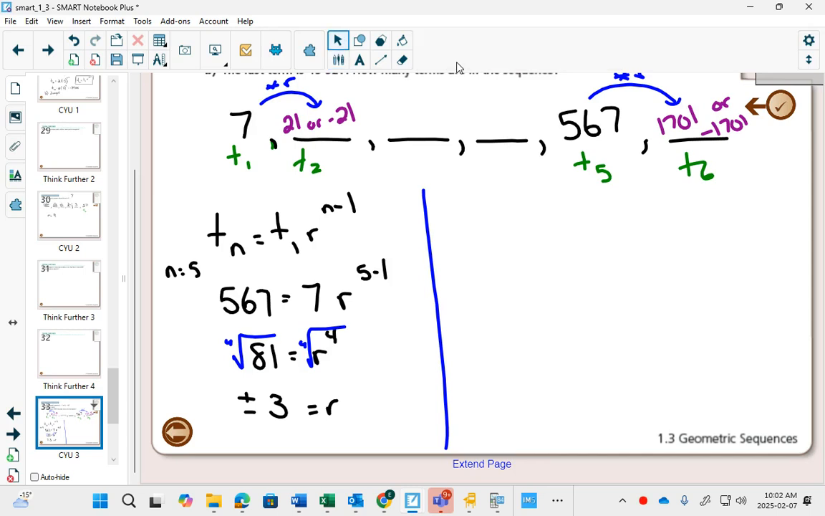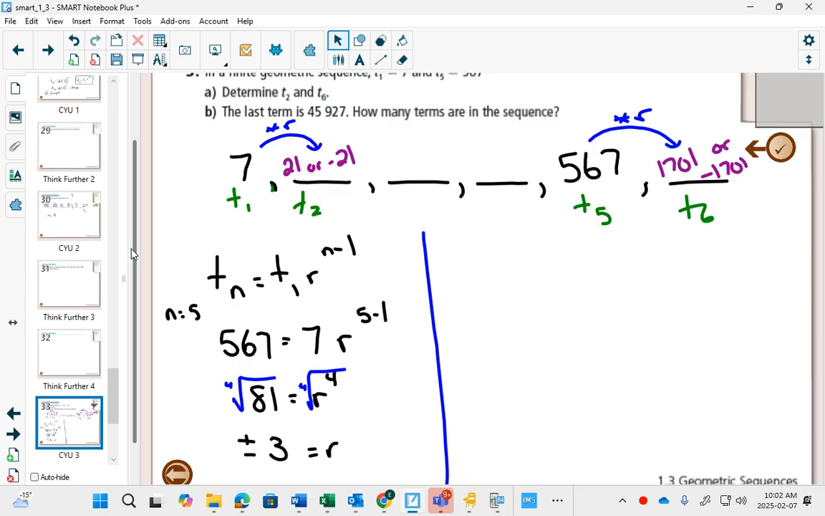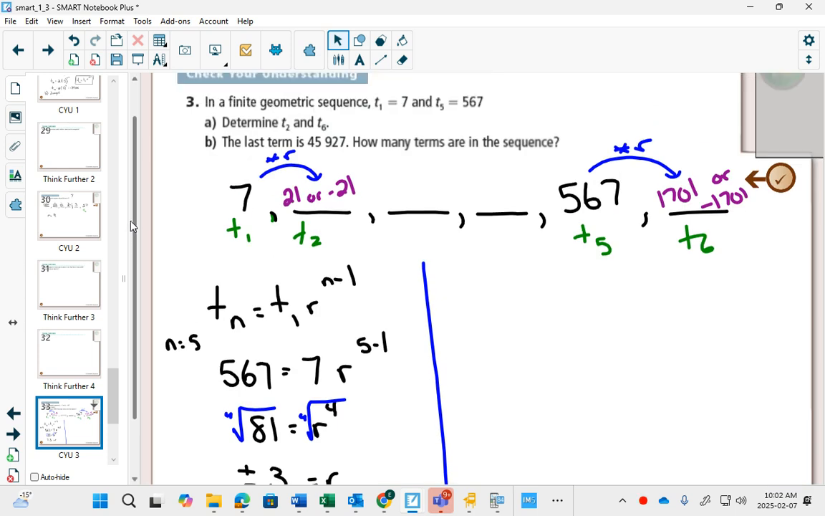Sometimes what's going to happen is you're going to get this same question, but instead of term 1 and term 5, they might tell you term 21 is 7 and term 25 is 567. You know how we did those ones in our first chapter, where you had to temporarily think of things as term 1 and term 2? That's basically our first method. But we didn't have to temporarily do anything because term 1 was term 1.